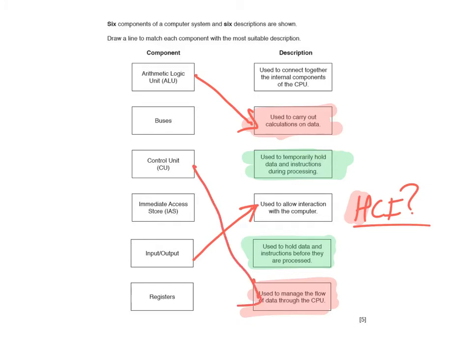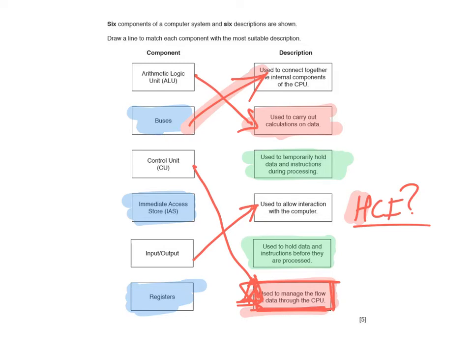So again, if I was being a smart student here, I would be adding this to my notes on what I could write for an explanation of what the control unit does. Now, again, you don't have to, if you're good at visualising this, but I like to just think, okay, what ones have I not talked about now? What have I missed? I've missed the registers, buses, and immediate access store. So right away, that narrows my field down. Used to connect together the internal components of the CPU. Nice, easy peasy. That is the buses.